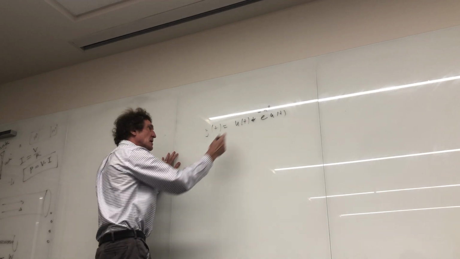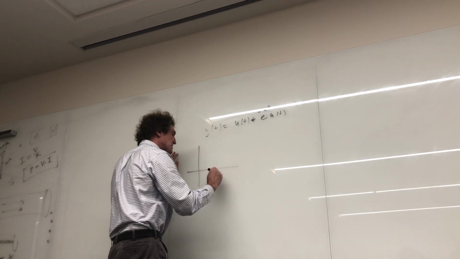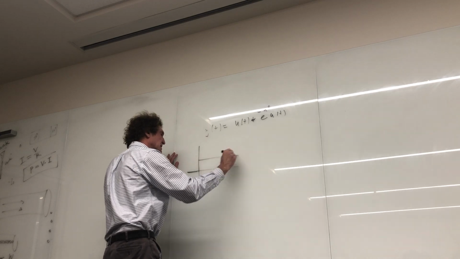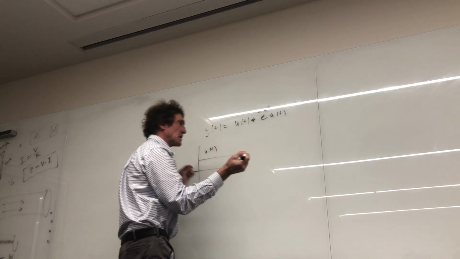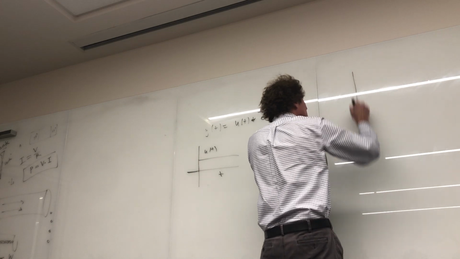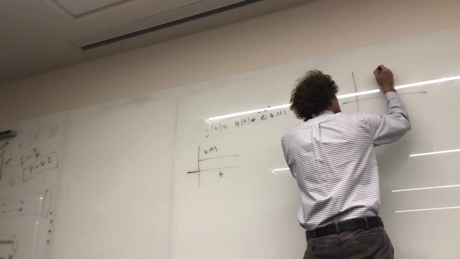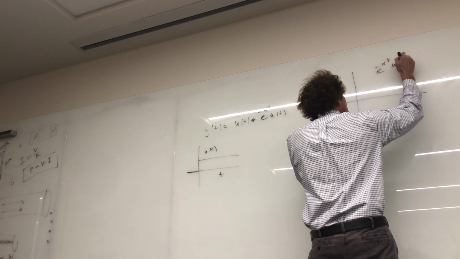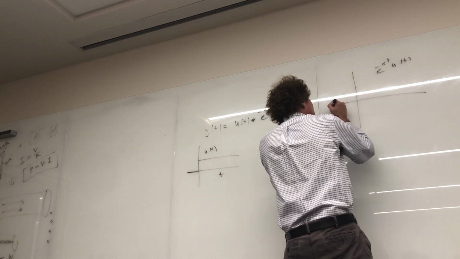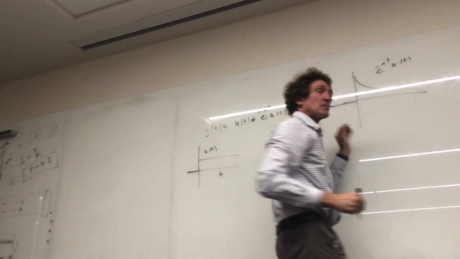I always recommend you do it. u(t) looks like this. If this is t, this is u(t), right? That's the first function. The second function looks like this. It's e to the minus alpha t u(t). That's simply an exponential decay. It's 0, goes like this. Do you all agree with that?